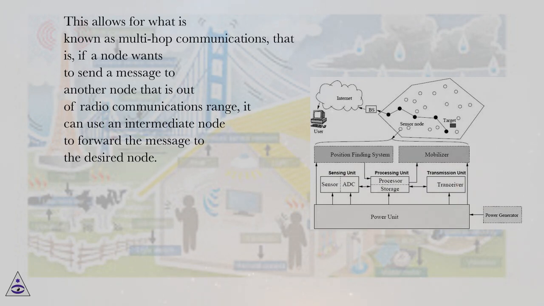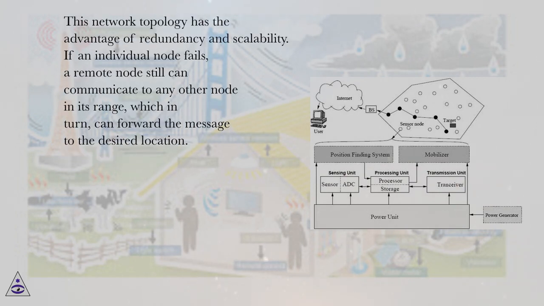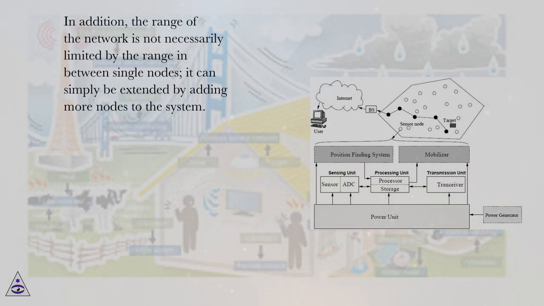This network topology has the advantage of redundancy and scalability. If an individual node fails, a remote node still can communicate to any other node in its range, which in turn can forward the message to the desired location. In addition, the range of the network is not necessarily limited by the range between single nodes; it can simply be extended by adding more nodes to the system.